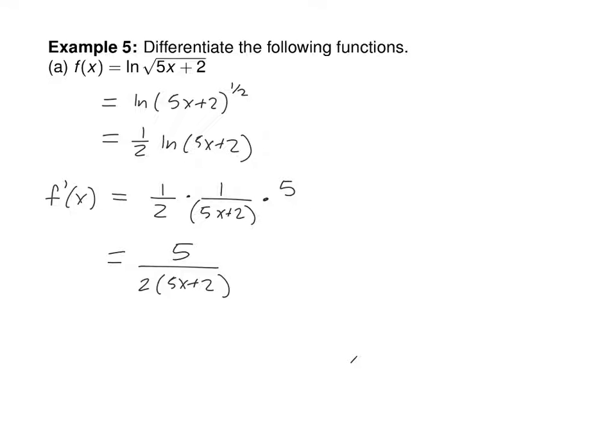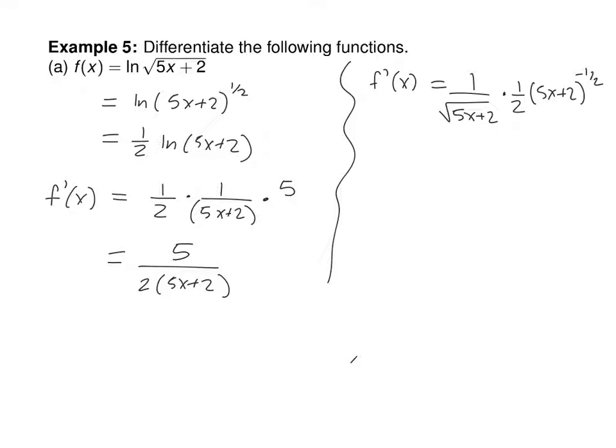If you didn't see that, what would have happened is f prime would have been 1 over the stuff, right? Does that make sense? Times 1/2 stuff to the power of negative 1/2, right? And then times what other thing? 5. Which would be 5 over 2 times root 5x plus 2 times root 5x plus 2. It's the same thing, right? I just think that my way is easier. Do you agree? Yeah, you agree?